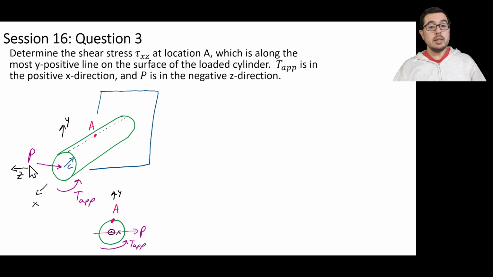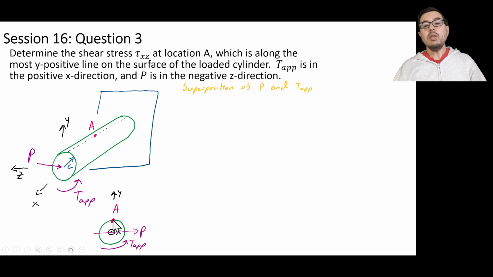When we look at this applied force P, that is a transverse load, we essentially have a beam that has a circular cross section coming out of the wall. We are going to look at this problem as a superposition of the effects from this force P and the effects of this applied torque T app.